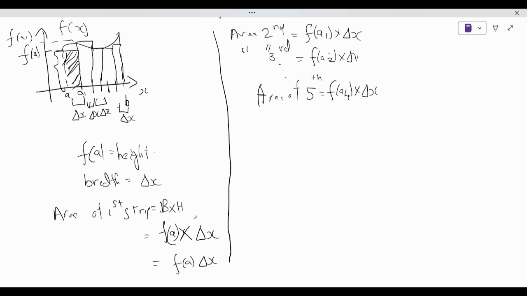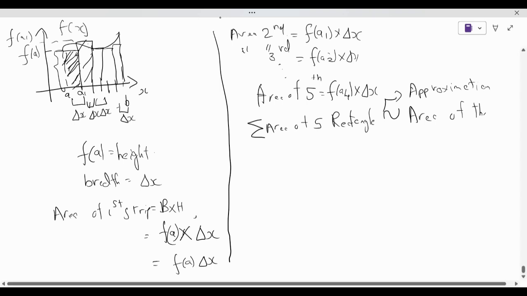Now, the total area of all these strips will be equal to the sum of the areas of the individual rectangles. So the summation of the areas of the 5 rectangles will be almost equal to, this symbol is called approximately equal to, an approximation of the area of the curve.